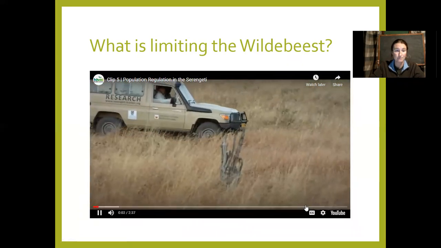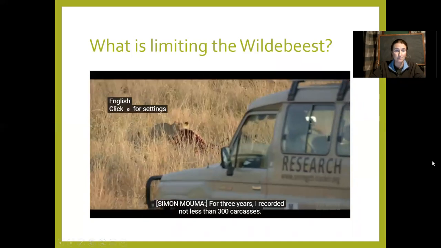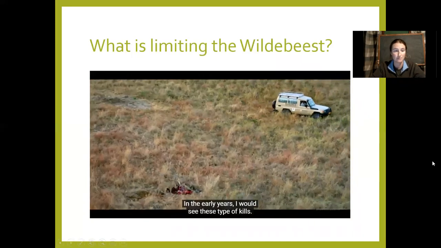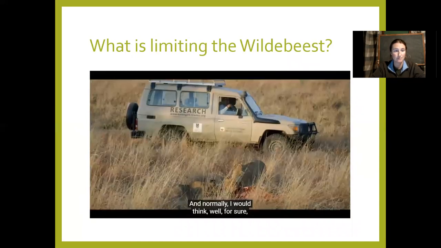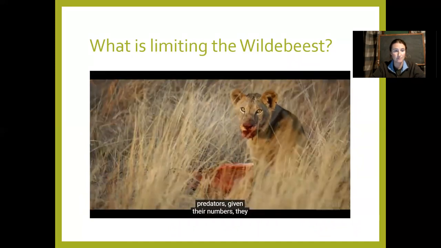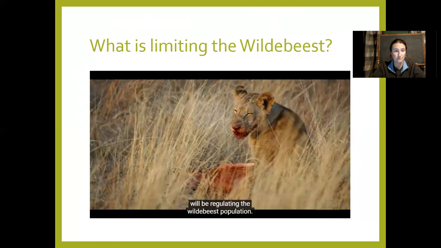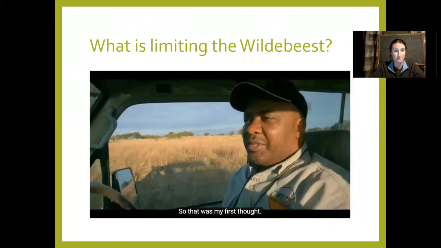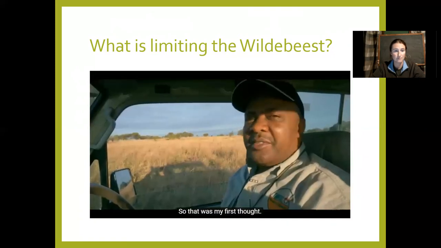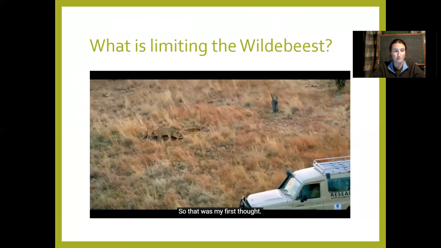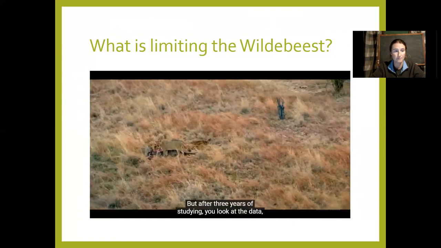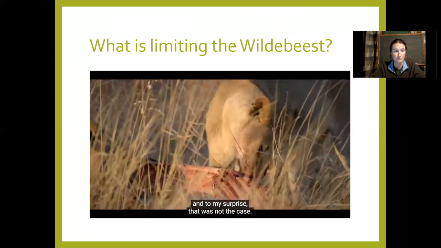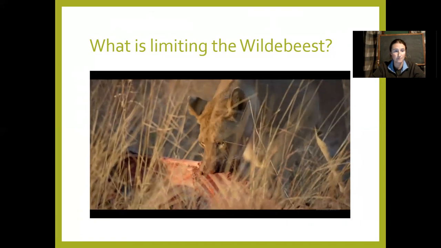For 3 years, I recorded not less than 300 carcasses. In the early years, I would see, you know, this type of kills. And normally I would think, well, for sure, you know, predators, given their numbers, they would be regulating the wildebeest population. So that was my first thought. But after 3 years of studying, you look at the data, and to my surprise, that was not the case.